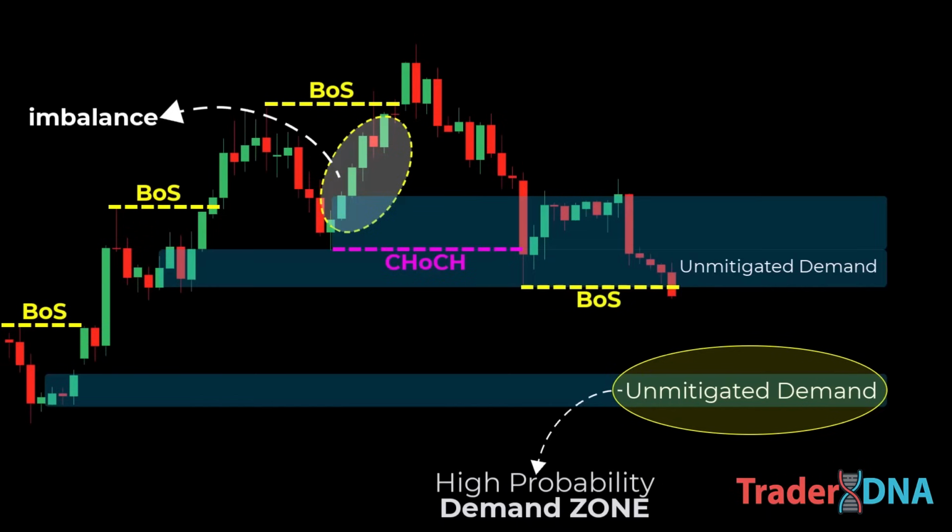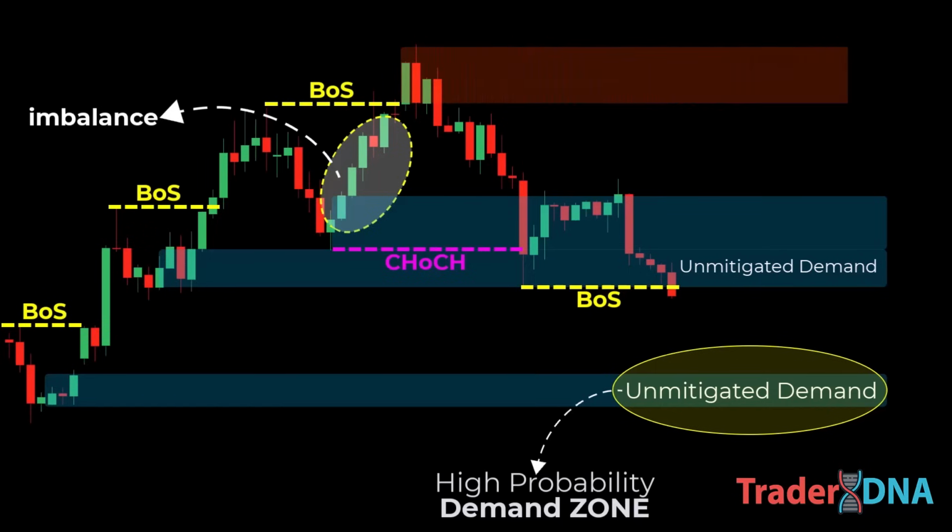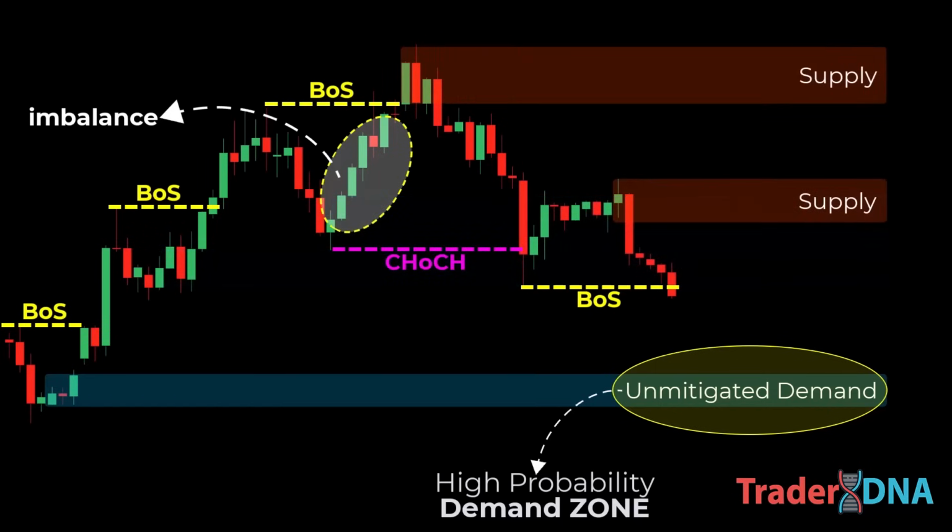Now let's mark the origin of this new downward move. The starting point of this drop becomes our new supply zone, and as price continues to break structure to the downside, that's confirmation. Supply is in control. From here, the market creates multiple supply zones, and each one offers a potential short setup, a chance to follow the new bearish trend. Eventually, price approaches a new unmitigated demand zone, a level where buyers could step in.